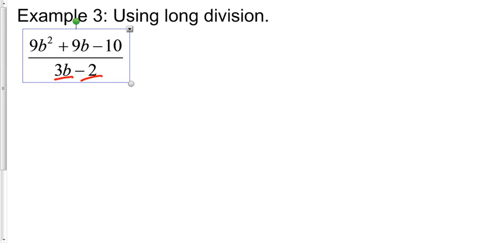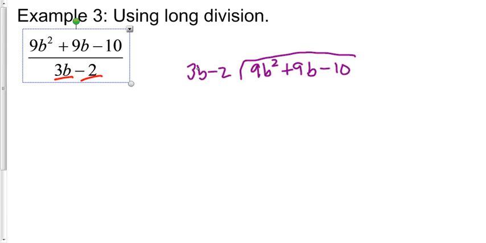Okay, so we've got 9b squared plus 9b minus 10 divided by 3b minus 2. The first thing we need to do is set it up just like we did in elementary school. So 9b squared plus 9b minus 10 is divided by, that goes under your symbol, 3b minus 2. That needs to go out in front. Okay, so this is what we're dividing, and this is what we're dividing it by.